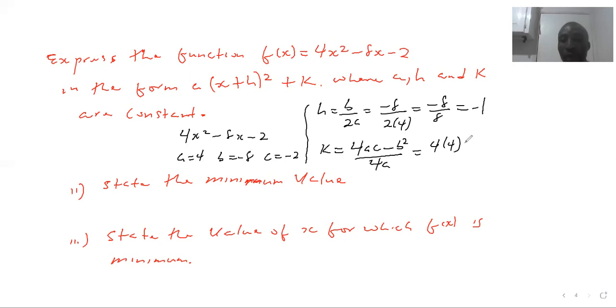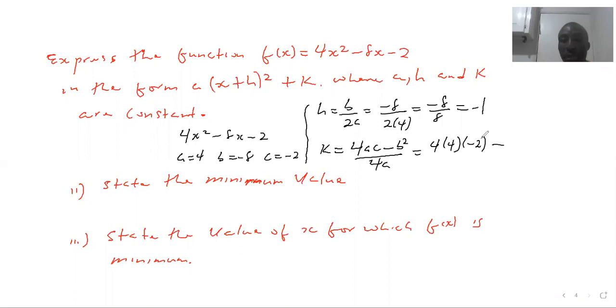My b will be negative 8. Hold on. So a is 4. My a is 4. My c is negative 2. Right, so the c is negative 2. So remember, we have to do that correction. C is negative 2, right?